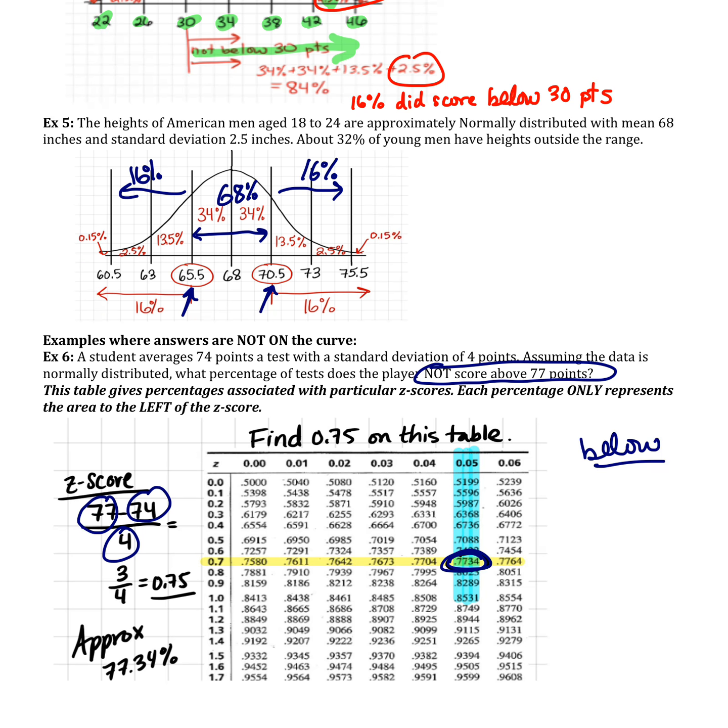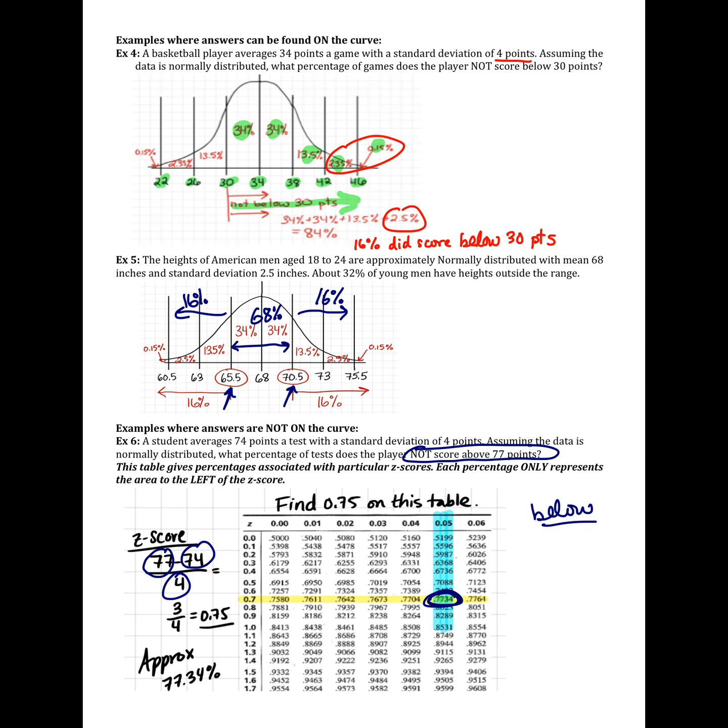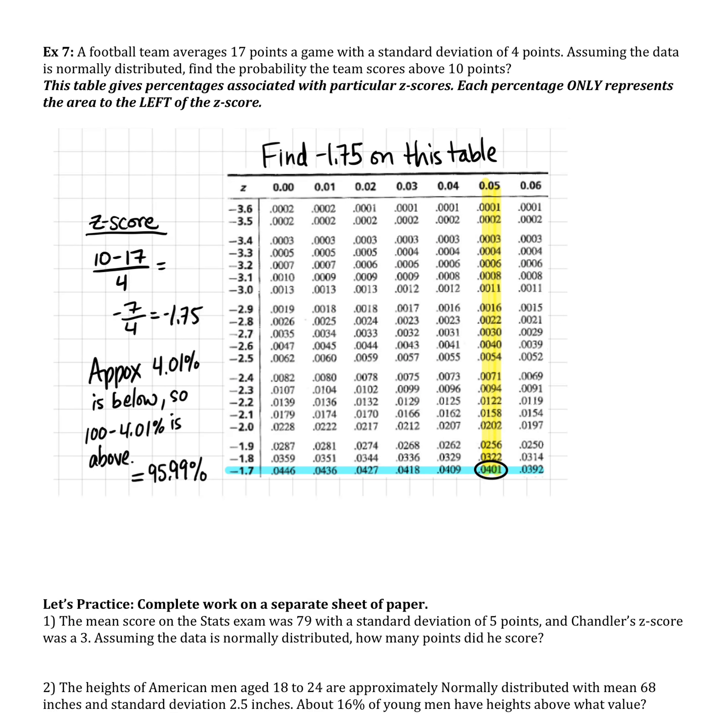For our final, and so that was 77.34%. For our final example, it says that if a football team averages 17 points and has a standard deviation of 4 points, assuming the data is normally distributed, find the probability that the team scores above 10 points. So we are going to look to our table, but then we have to subtract it from 100 because the data value that our table gives us is what's below and not what's above.